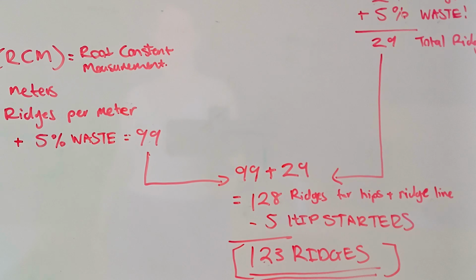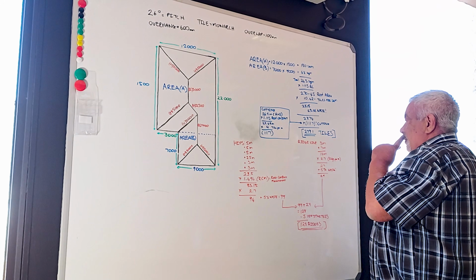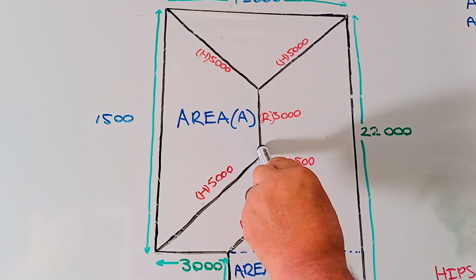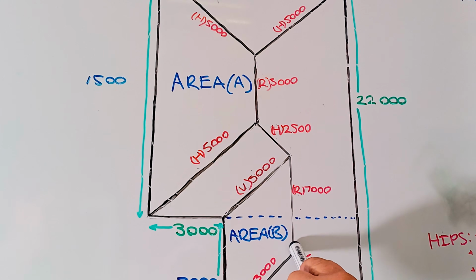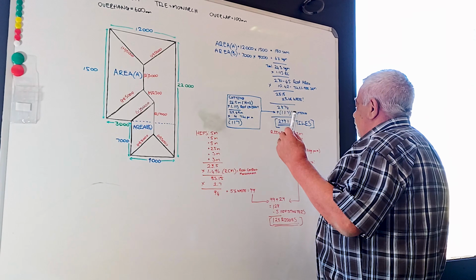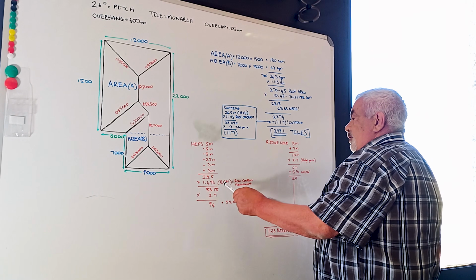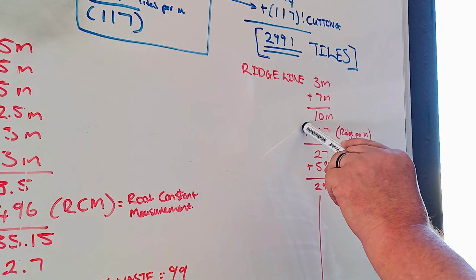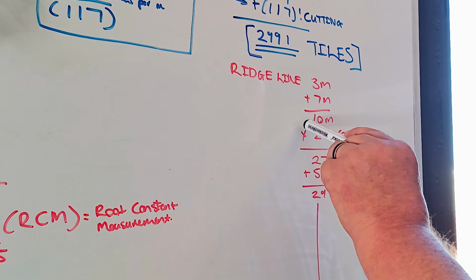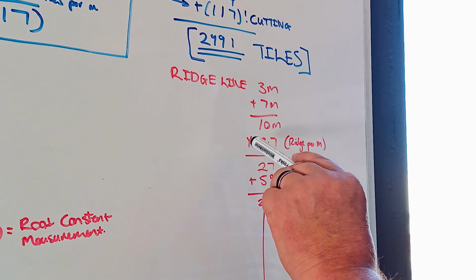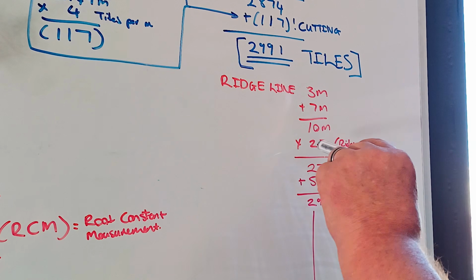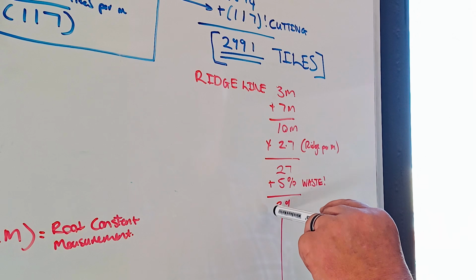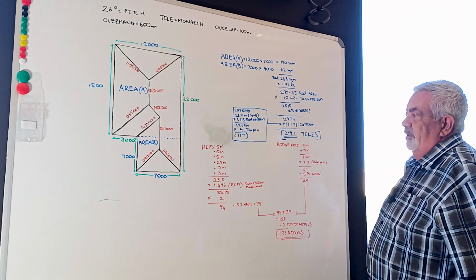on that roof there. Then we did the same with your ridge line. There are 2 ridge lines here, one of 3 meters and one of 7 meters. But because a ridge line is a flat area, not an elevated area, you obviously don't have to multiply it by your roof constant multiplier. So you work on the measurements of 3 meters plus 7 meters. It gives you a total of 10 meters for your ridge line on this building, times 2.7 ridges per meter. That gives you 27, plus your 5% waste gives you 29 ridges to cover the 2 ridge lines on that building.